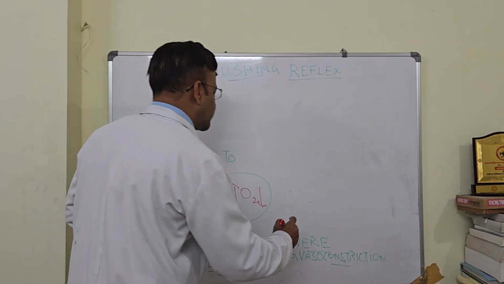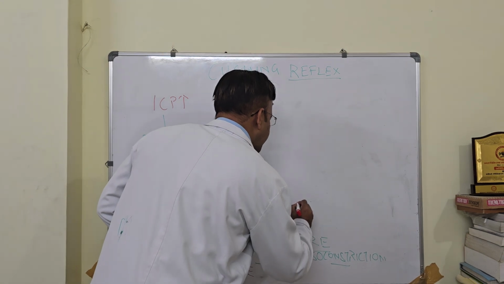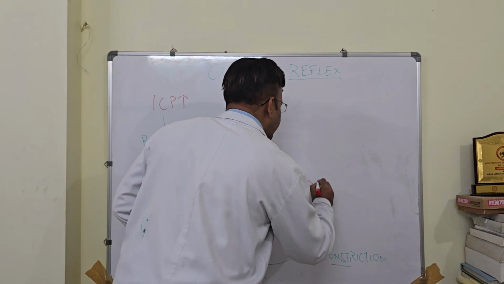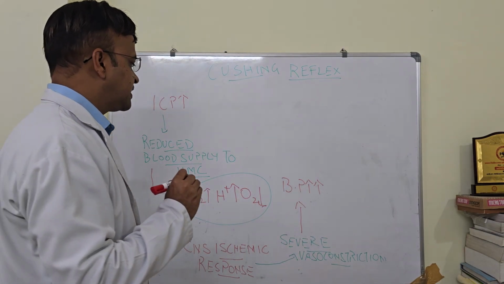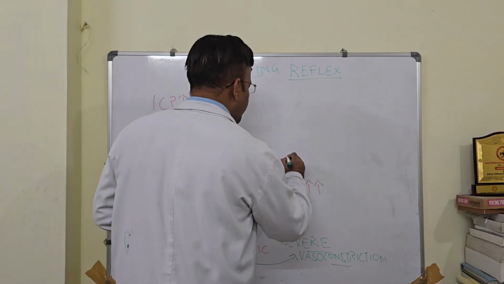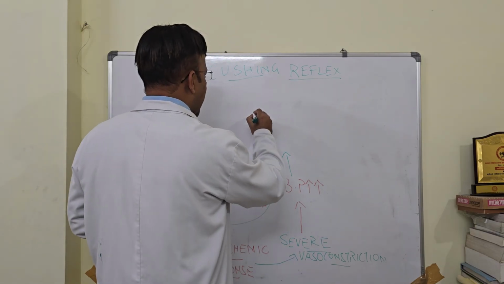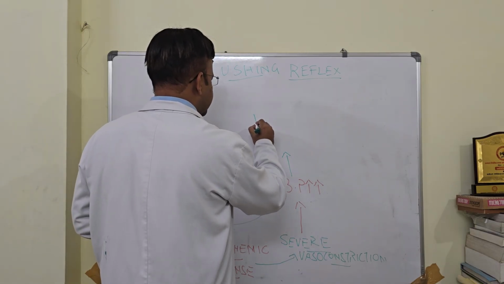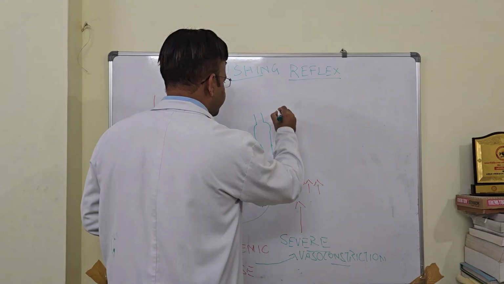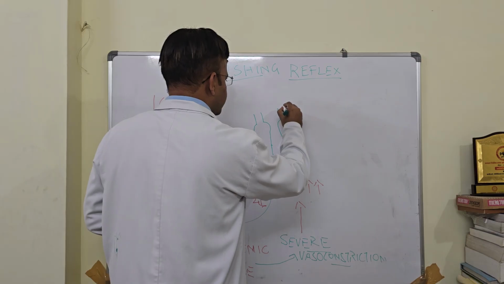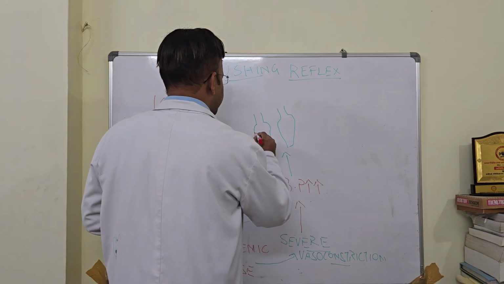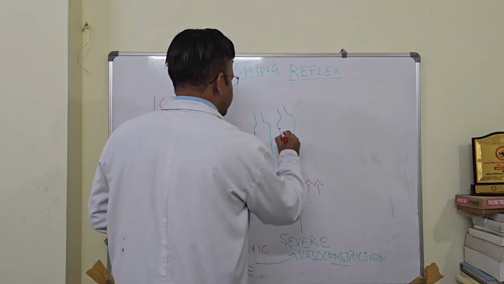So severe vasoconstriction, what it will lead to? It will lead to increase in blood pressure. The blood pressure is going to increase, right? And when the blood pressure increases, it will be detected by whom? It will be detected by carotid bodies, right? Inside your arteries, you have got carotid bodies.